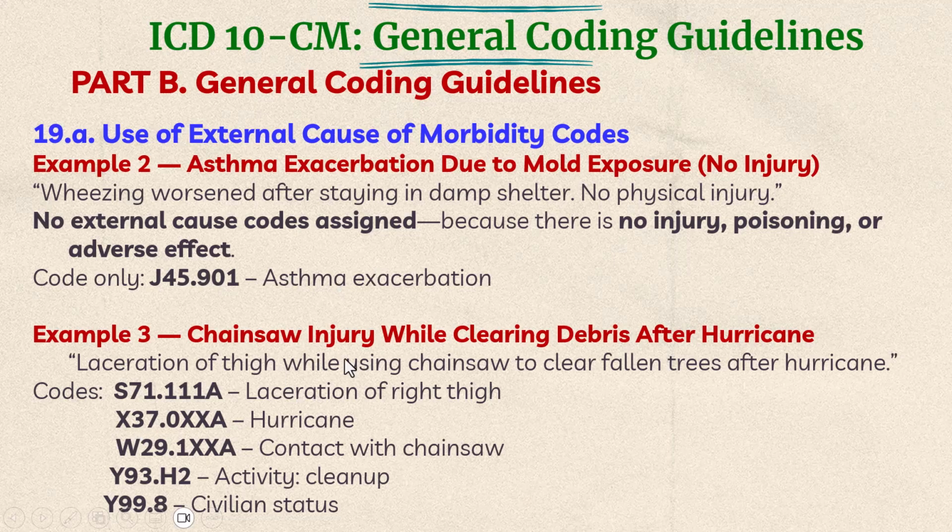Example 3, chainsaw injury while cleaning debris after hurricane. The documentation says laceration of thigh while using chainsaw to clear fallen trees after hurricane. So the codes include the primary code for the injury, that is S71.111A, laceration of right thigh, X37.0XXA for hurricane, W29.1XXA for contact with chainsaw, Y93.H2 for activity cleanup, Y99.8 for civilian status.